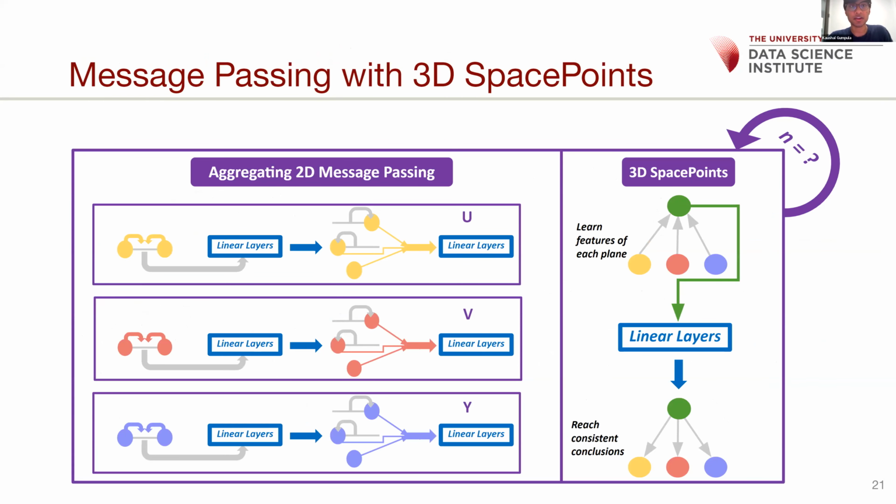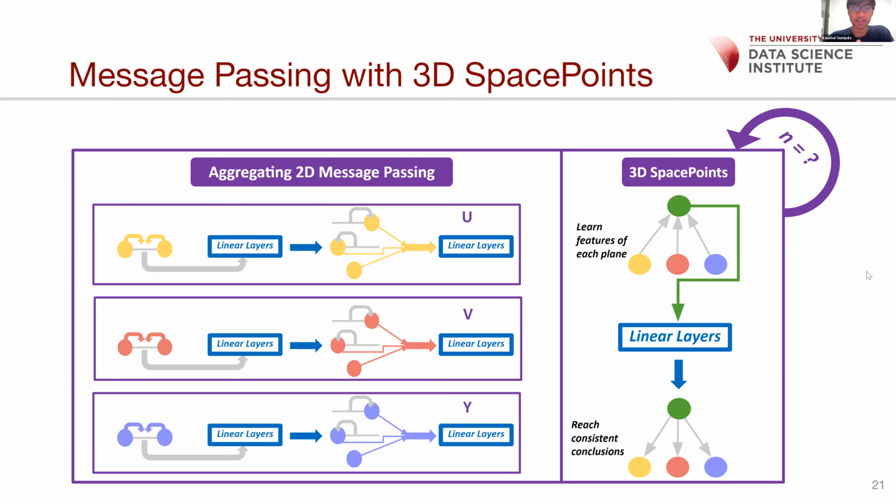So now looking at how message passing works with 3D space points and how we incorporated this within the model. So with our 2D message passing steps, right? As I explained with this message passing block in the original model, now that we have information from the U, V, and Y planes, we aggregate each of these message passing blocks. And the way we can do this is because the output of this step is always going to be the new learned node features. We take the node features from the outputted message passing blocks here, and we propagate that up to our 3D space point representations.